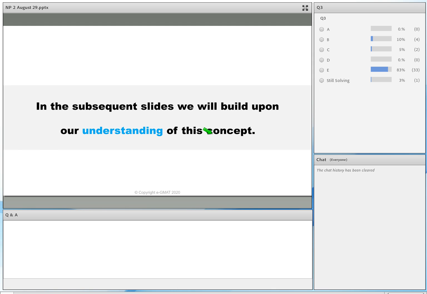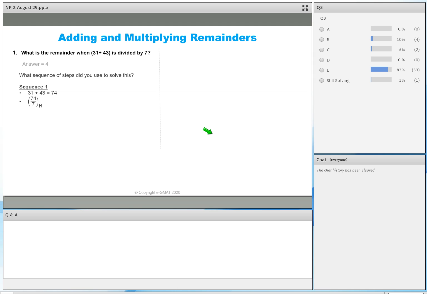So come on, everyone, interact and tell me whenever you get confused. Here's a very, very powerful set of slides. Look at this example. What is the remainder when 31 plus 43 is divided by 7?